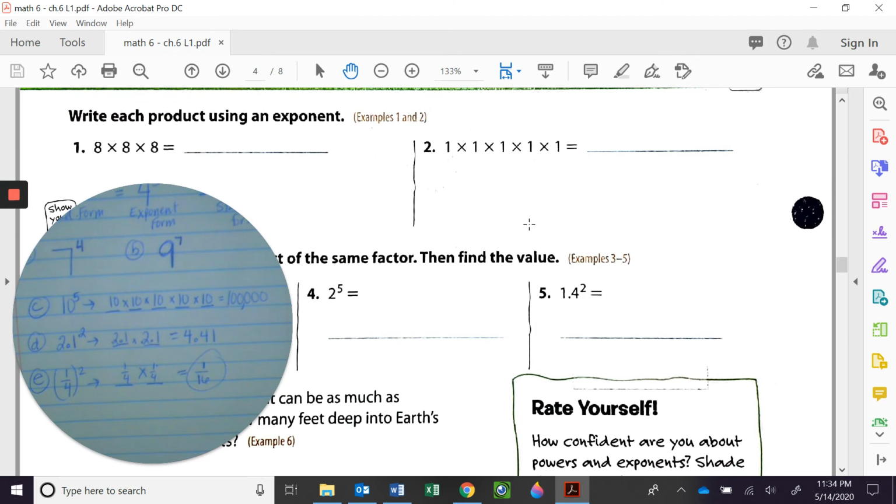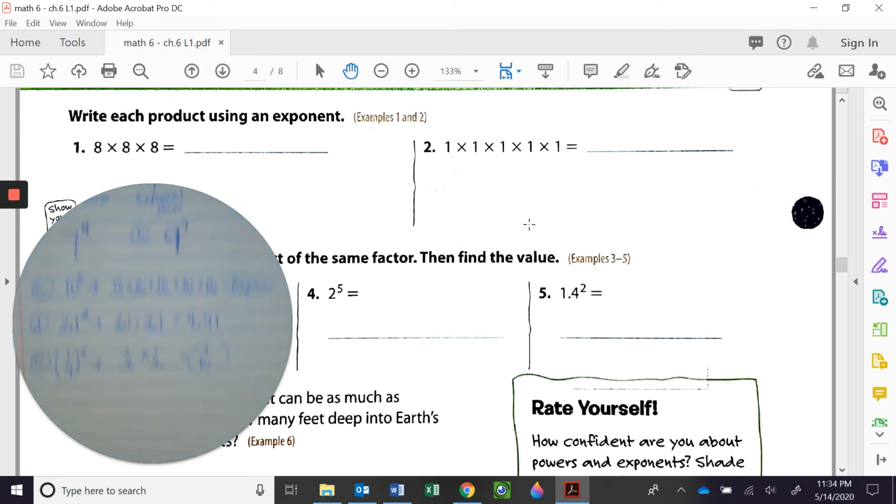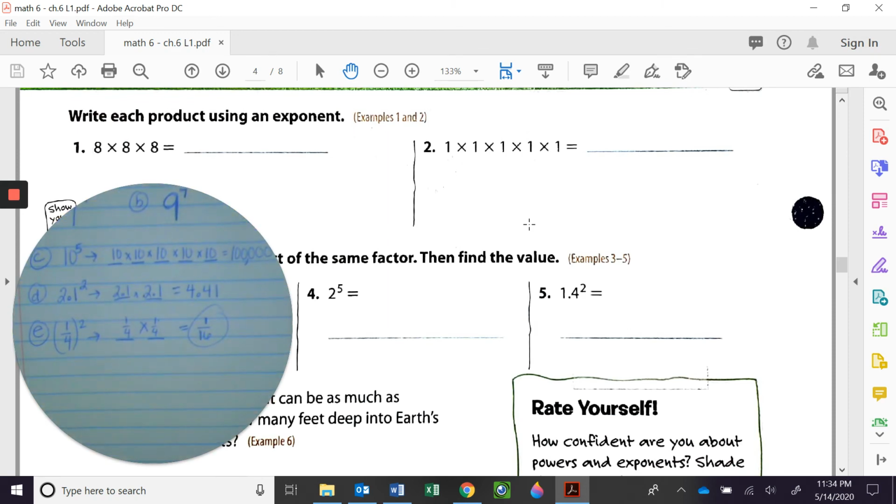It's really important that you read the directions. The first set is asking you to write it using an exponent. So the base is 8, and then how many 8s are there? 1, 2, 3. And there's your answer. Look at number 2. The base is 1 because that's the number being repeated. And then how many do you have? 1, 2, 3, 4, 5. And so 5 becomes your exponent.